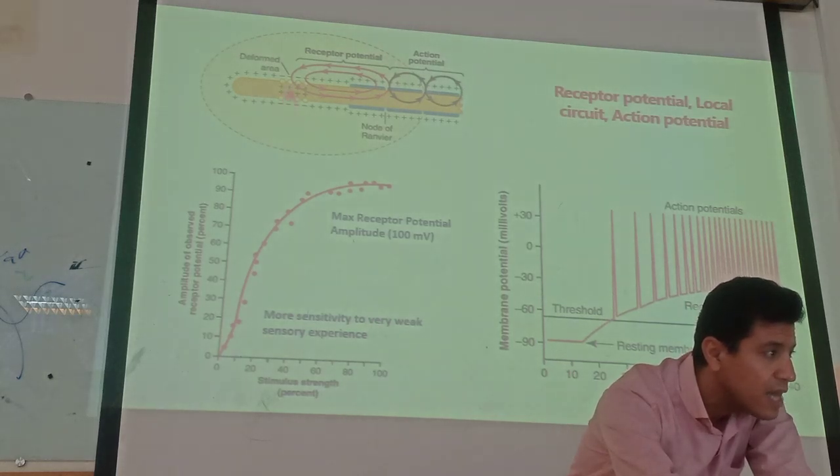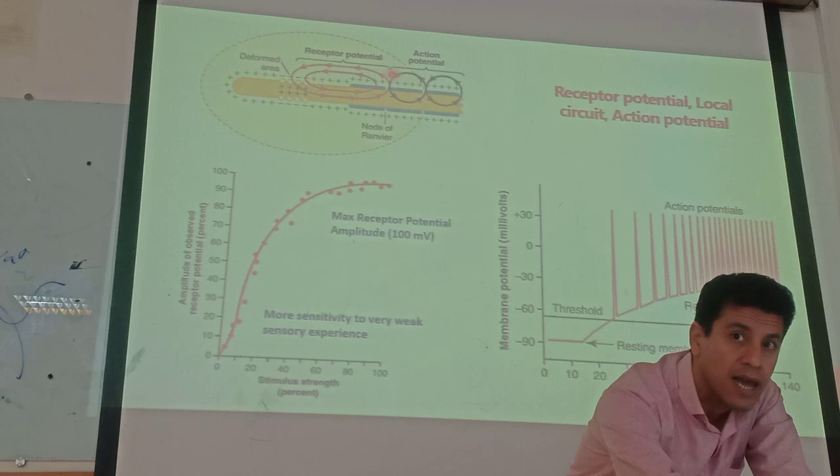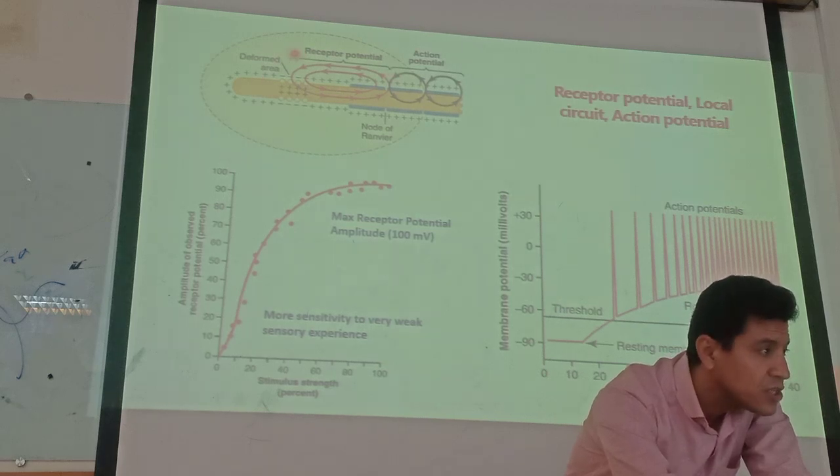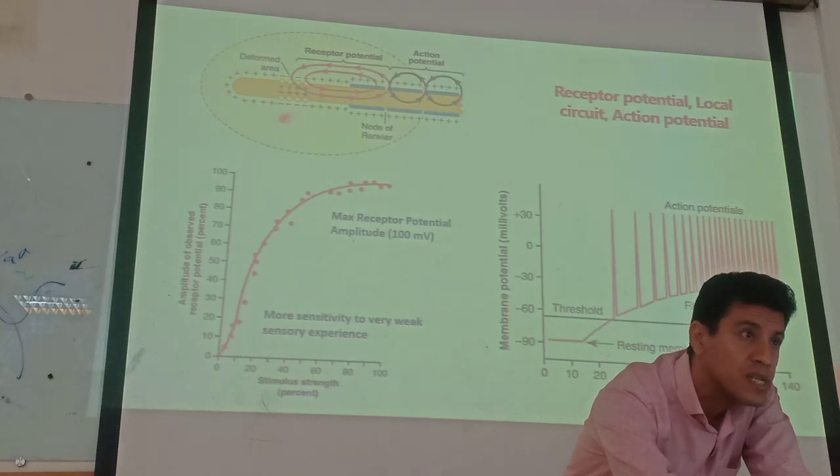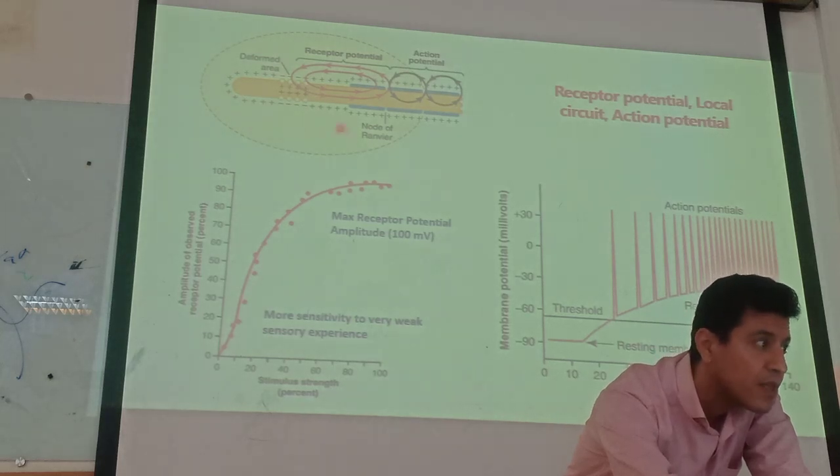Sodium goes into the cell. We will have positivity inside the cell, which is called receptor potential. The receptor potential itself cannot go through the fiber to the CNS. It should activate action potential in the nerve. Action potential cannot be generated here because we don't have voltage sensitive sodium channels here. They are here at the nodes of Ranvier.